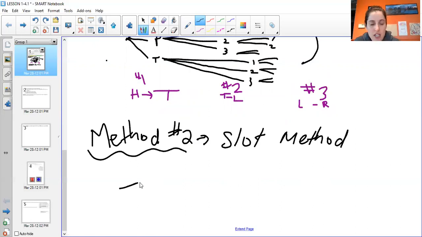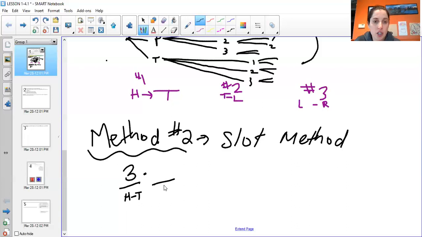So what is the first slot? How many choices do I have to go from Hamilton to Toronto? How many choices do I have for the first slot? Well, I could have done a bus, a plane, or a train. So I had 3 choices. I'm going to use a dot for multiplication so we don't confuse it with X's.